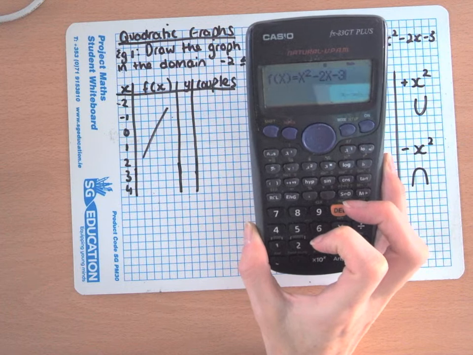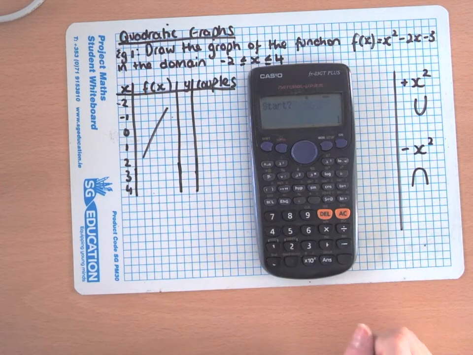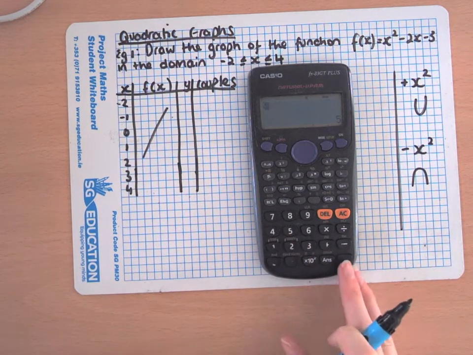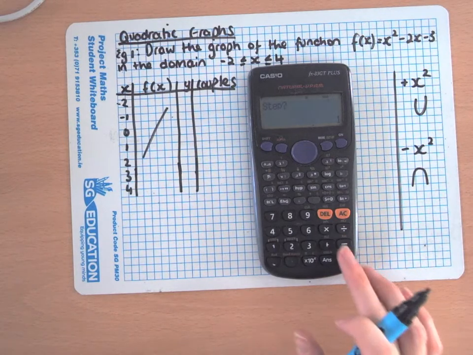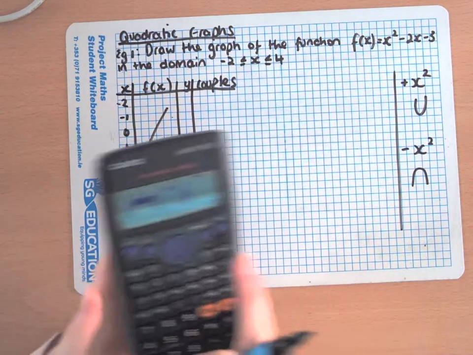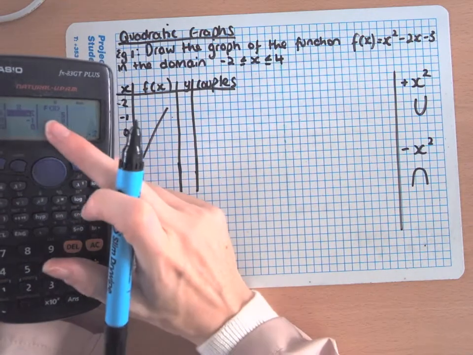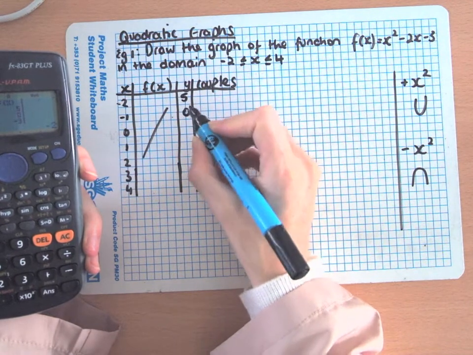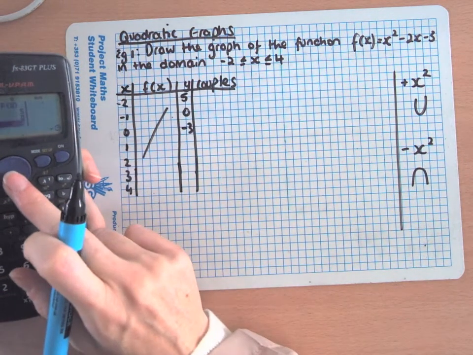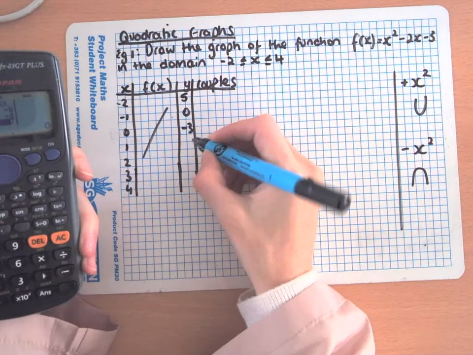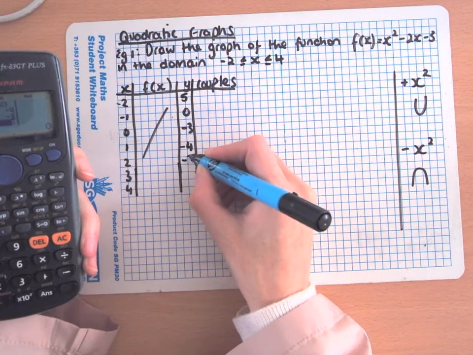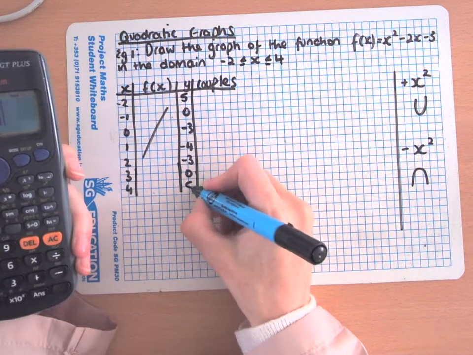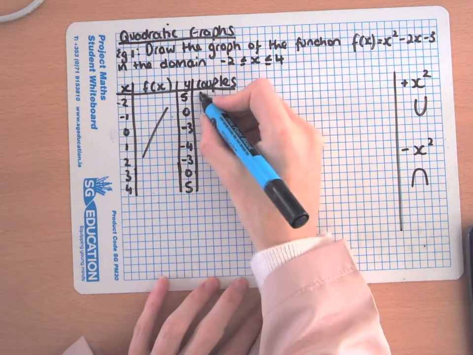Everyone okay with that? Okay, equals, where am I starting? Minus 2, equals, where am I ending? 4, and what am I going up in? Ones, my step is 1. Okay, so then we're just going to read it. So minus 2, 5, minus 1, 0, 0, minus 3, and I'm going to go down. 1, minus 4, 2, minus 3, 3, 0, and 4, 5. Okay? And then just make your couples.